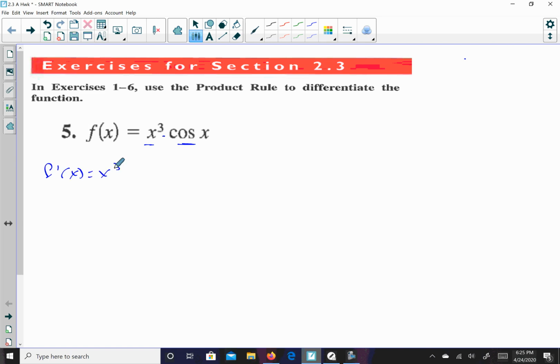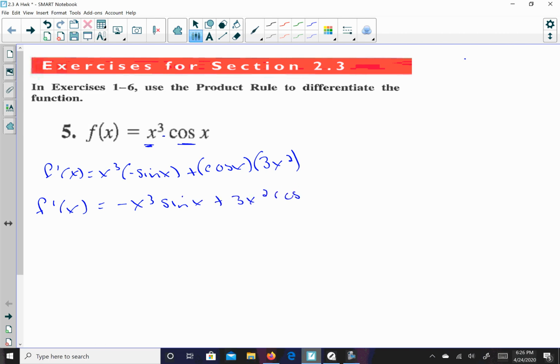And I'm going to take the derivative of cosine, and remember the derivative of cosine is negative sine x. So I'm going to put times negative sine x, and then plus, and then I take the derivative of f of x, which will be 3x squared, and leave g of x alone. I never write it that way. And so when I do this, I'm going to have the derivative equal to negative x to the third sine of x plus 3x squared cosine of x.